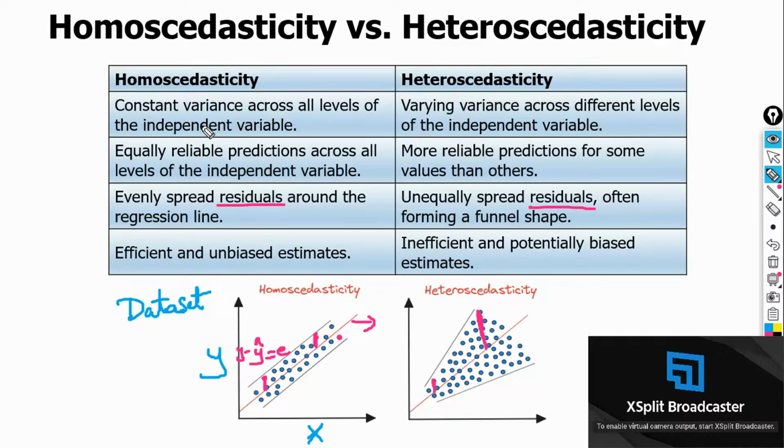So I hope you understood the difference between homoscedasticity and heteroscedasticity. Homoscedasticity represents constant variance. In heteroscedasticity, the variance that you see between the error here and here will be varying. It is not constant. Just understand this point. Keep this point in your mind, that is enough.